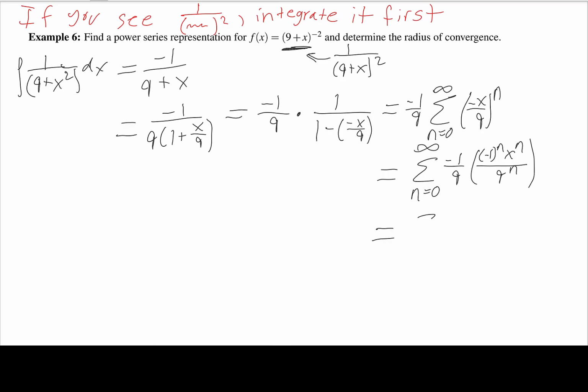which is going to be equal to the sum from n equals 0 to infinity of, if I multiply the negative 1's out, we'll get a negative 1 to the n plus 1, we'll have an x to the n, and then on bottom we'll have a 9 to the n plus 1. And so my c sub n is going to be this part right here.